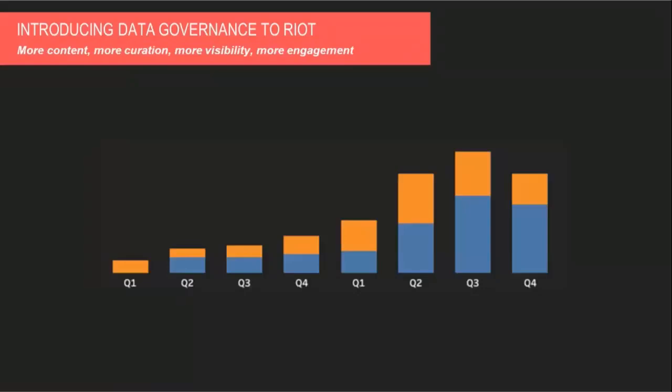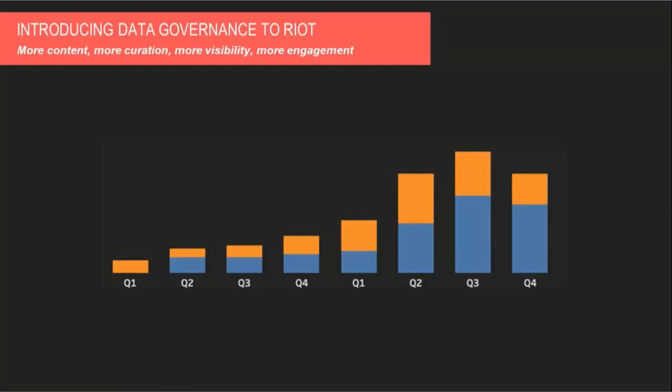So speaking about measurement, this here is a graph of our engagement with the data catalog over time. In orange, you can see new users to the catalog, and in blue, you can see returning users to the catalog. Now, at first glance, this might look like a really great success story, right? It might look like, okay, engagement's growing, users are coming back. But in fact, this is only one small aspect of the big picture.